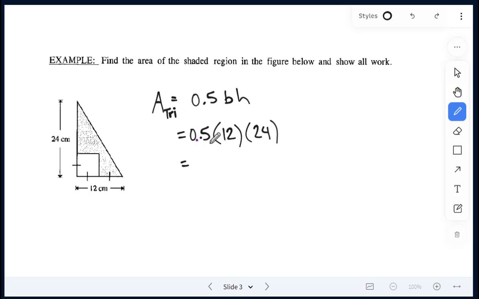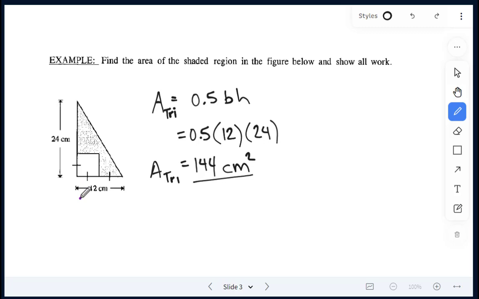Okay, so we would just multiply that out. 0.5 times 12 times 24. That gives me 144. Our units are centimeters. This is area, so centimeters squared. Now that is the area of the triangle. All right, next we have to figure out the area of that little square.